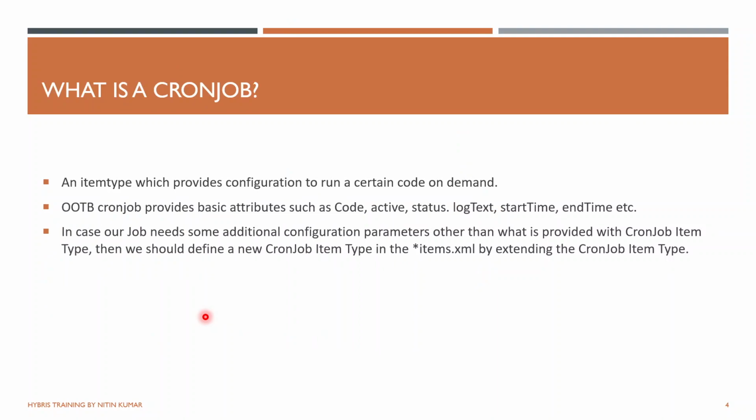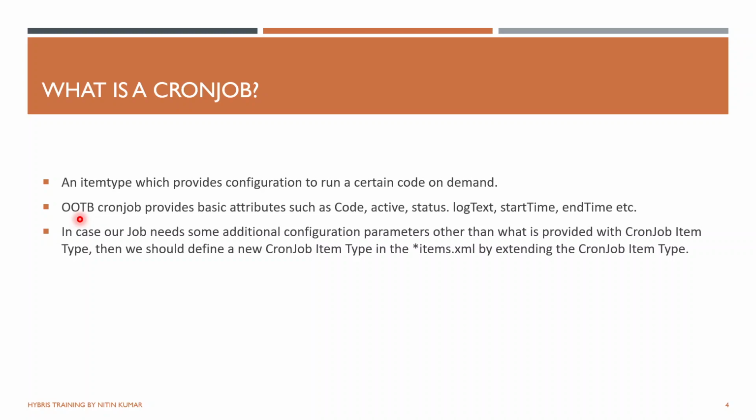So we'll see what is a cron job. Basically, a cron job is an item type which provides configuration to a certain code on demand. A cron job is nothing but a functionality which will provide you a facility to run a specific code at a particular time. Next, the out of the box cron job provides basic attributes such as code, active, status, log text, start and end time, etc. So it has certain attributes which are needed for a cron job.